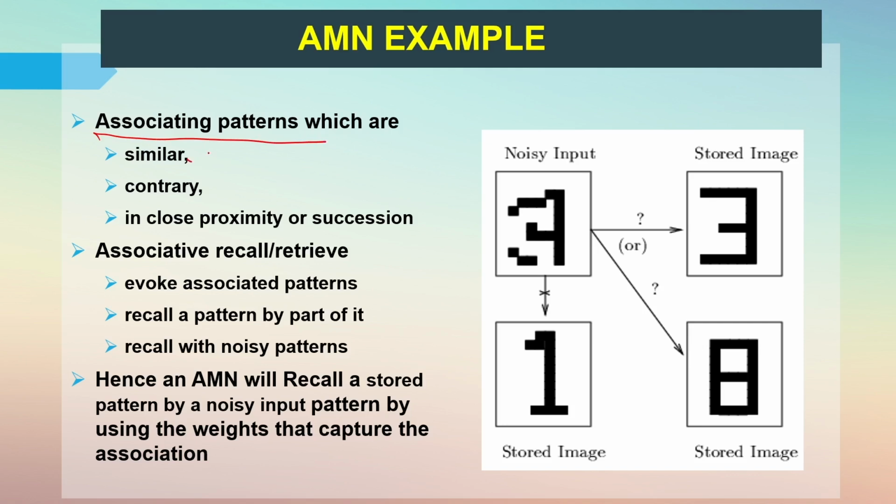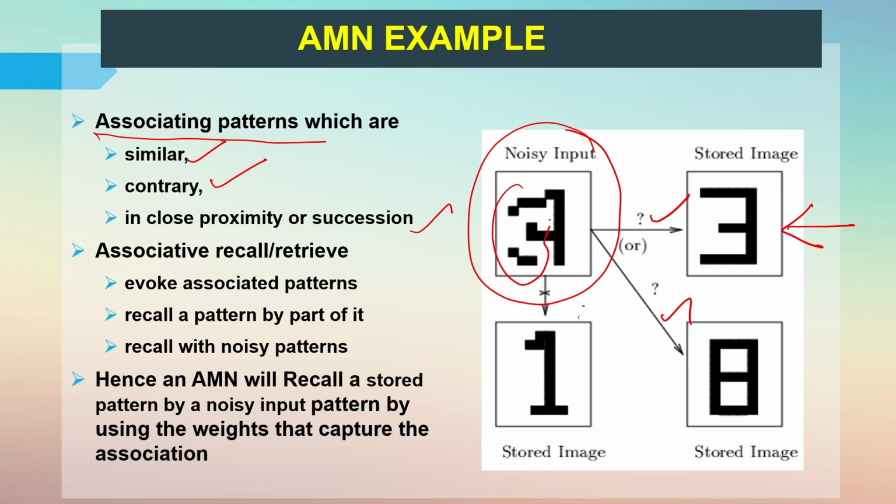Example for an AMN. Any pattern that can be dealt with as an associated pattern that is similar, contrary, in close proximity or succession. You could see that this is an image treated as a noisy image. Why is it noisy? Because the stored image is 3, and it may be either 3, or 8, or sometimes it may be 1. But the image here is distorted, and we have to check what kind of image it is. Since the distortion is here, definitely it won't be 1. It may be one of these, but how do we know which one?